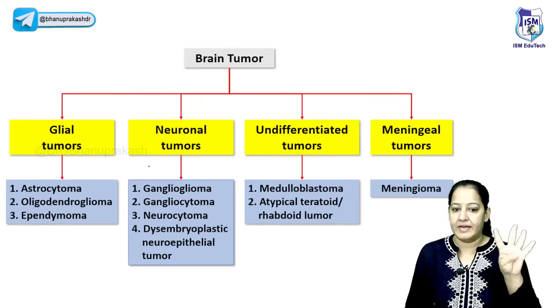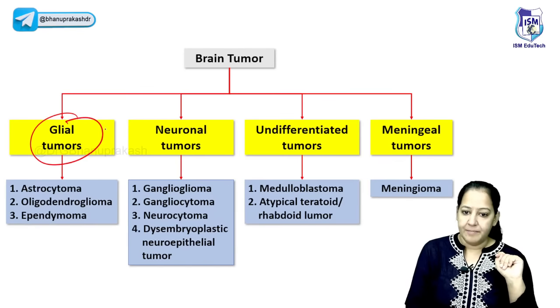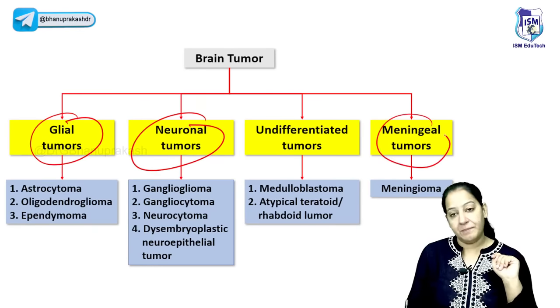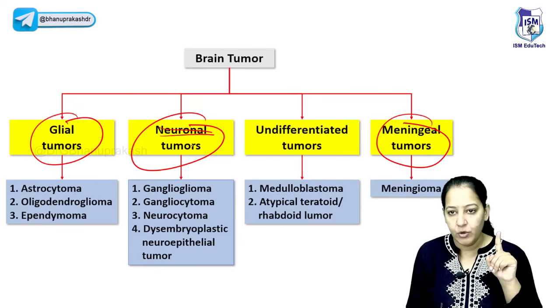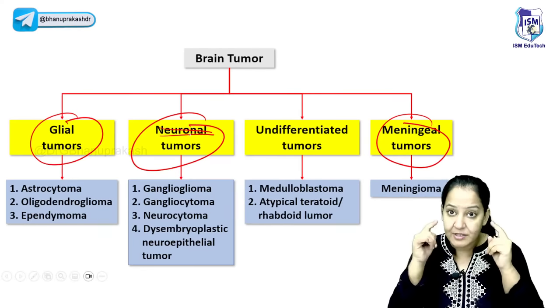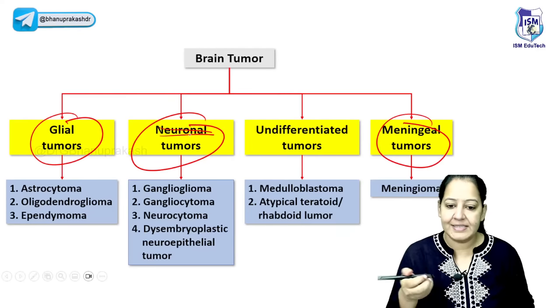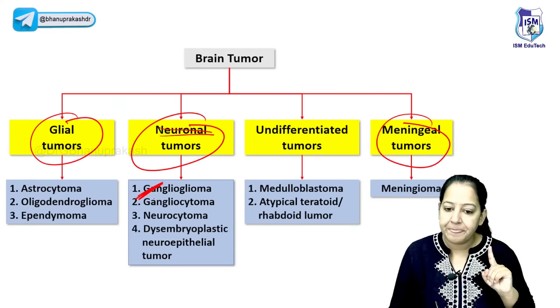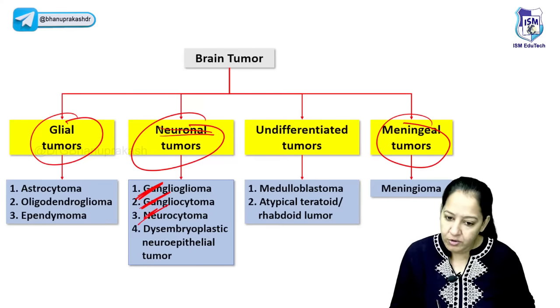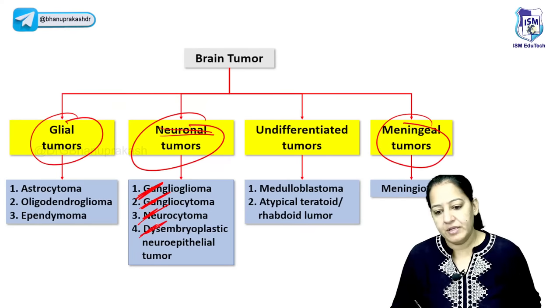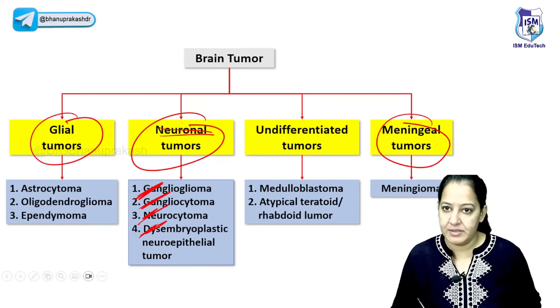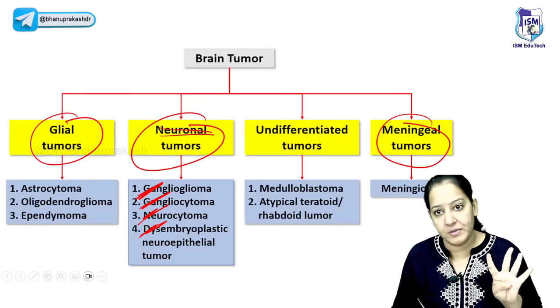We divide them in four categories. The tumor of the glial, the tumor of the neural, and the tumor of the meninges. I told you what are neural tumors. The neural tumors arise in the neurons, the main signaling cells. So they can be ganglioneuroma, gangliocytoma, neurocytoma, and dysembryonic neuroepithelial tumors. So these are the four types of neural tumors you have.